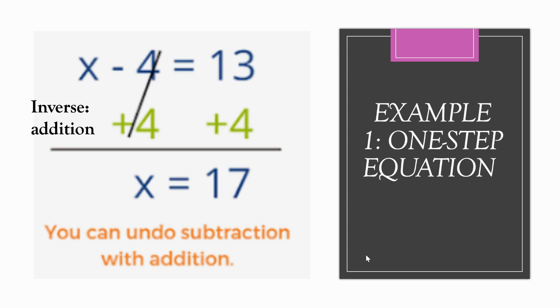So here are 2 examples on the PowerPoint. Example 1, we have x minus 4 is equal to 13. The inverse operation: initially we started with subtraction, so the inverse here will be addition. To get rid of this 4, they added 4 on both sides. And then from here, you're just simplifying. So we get x is equal to 17.